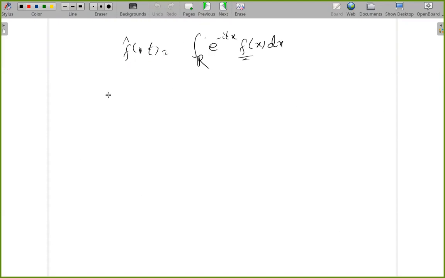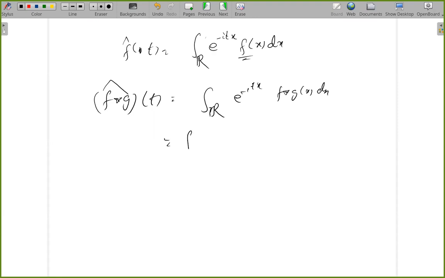And for convolutions, just by using Fubini, you can see that this is in fact multiplicative. So if I have f convolved with g evaluated at t, then you have the integral of e to the minus itx times f convolved with g at x, dx. Then I'm going to write out the definition of convolution. So then I'll have f(x minus y) g(y) dy dx.